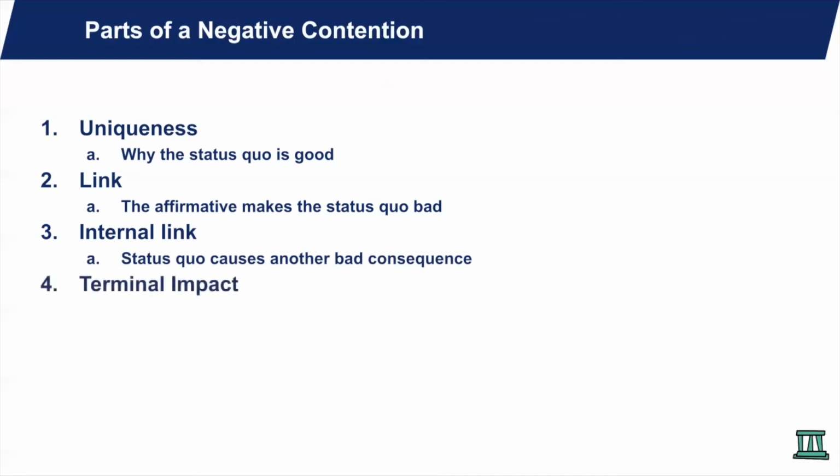And now, in order to compete with the affirmative contentions, you need another terminal impact. This terminal impact is the ultimate harm of the affirmative. So this has to prove why passing the affirmative is so bad that it's going to cause more harm than good. So this is the basics of how a negative contention should look.